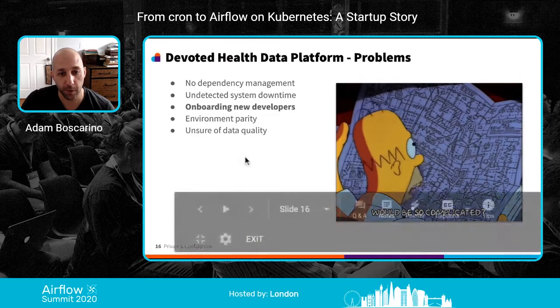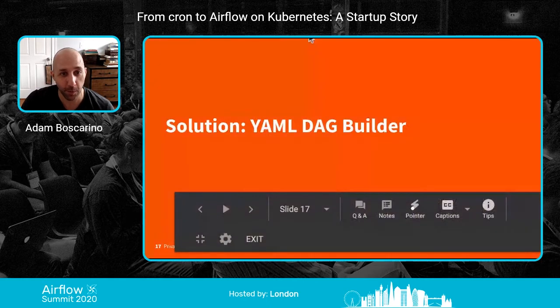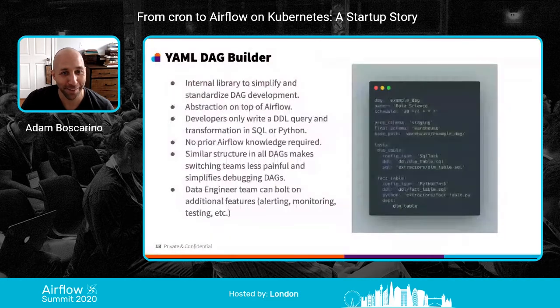So we address this with something we call the YAML DAG builder. We are not necessarily creative with our names. So this is an internal library that, as you might have guessed, takes a YAML file and builds a DAG. It's an abstraction on Airflow that allows developers to build DAGs without any knowledge of the Airflow primitives.